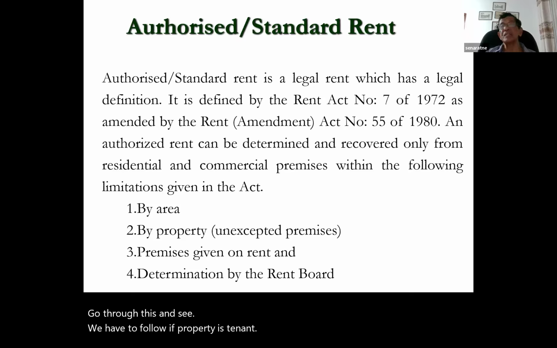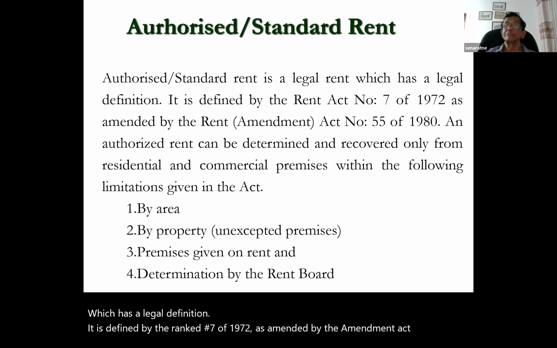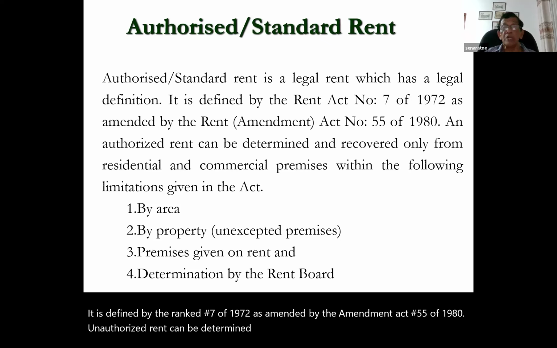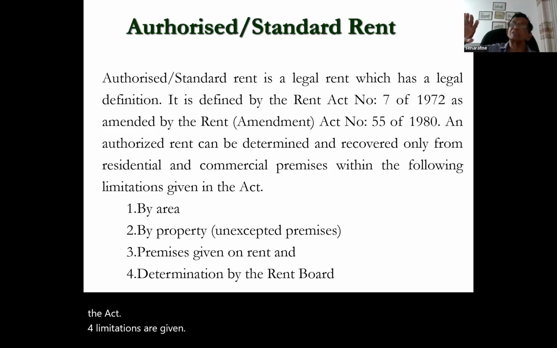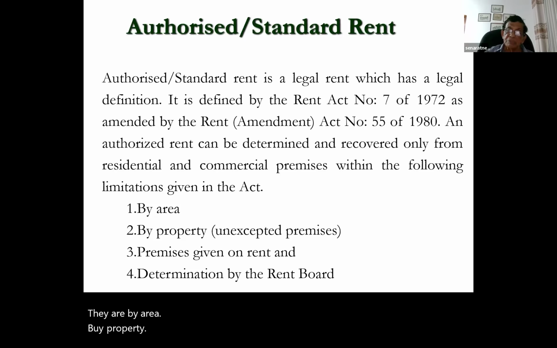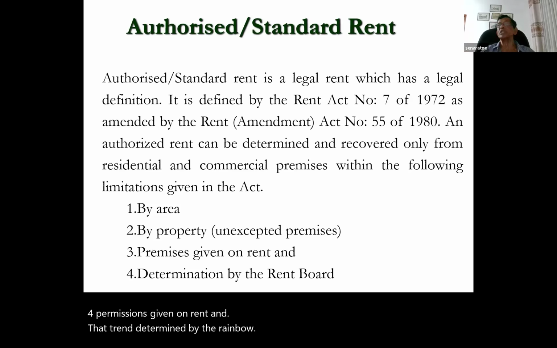Authorized rent or standard rent is a legal rent which has a legal definition. It is defined by the Rent Act number 7 of 1972 as amended by the Rent Amendment Act number 55 of 1980. An authorized rent can be determined and recovered only from residential and commercial premises within the following limitations given in the Act. 4 limitations are given. They are by area, by property, for premises given on rent, and that rent determined by the rent board. Those are the 4 limitations.